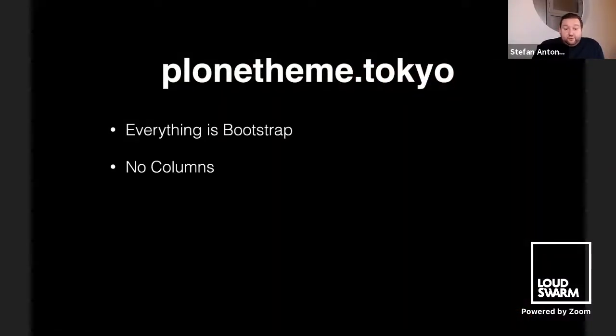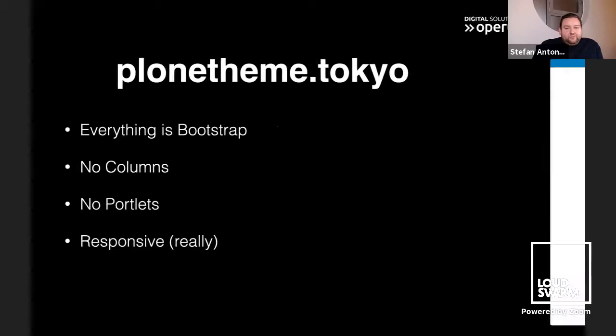I dropped columns. We have only one main column, which is for a simple application or a simple page or whatever you want to do. You don't want to have columns. You can add columns, of course, inside of your template or whatever you add. The basic theme is without columns. That means also no portlets. They're also gone. And it's fully responsive. I mean, really fully responsive.